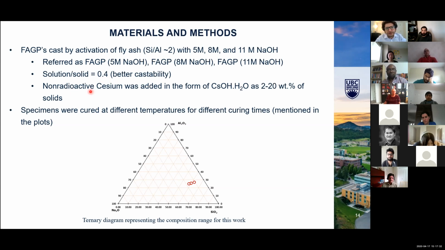And I used non-radioactive cesium in the form of cesium hydroxide and varied it from 2 to 20 weight% of solid. If we look into the ternary diagram of alumina, SiO2 and Na2O, here is the range where my work lies. The different specimens that were formed were cured at different temperatures and different curing times, which will be mentioned in the plots itself.